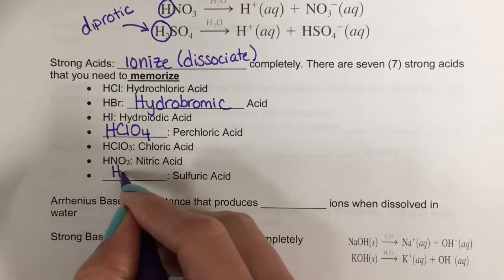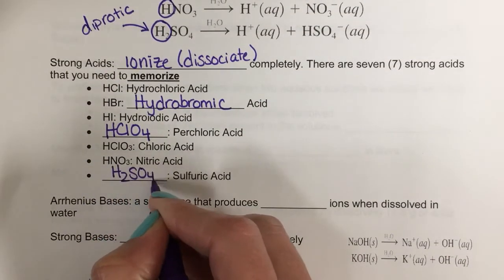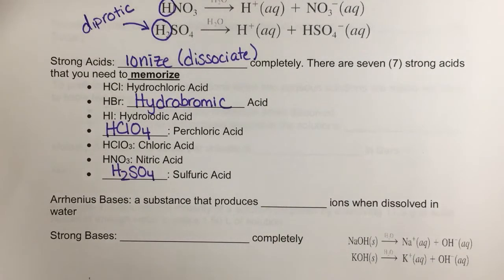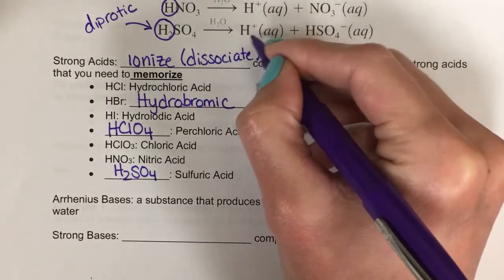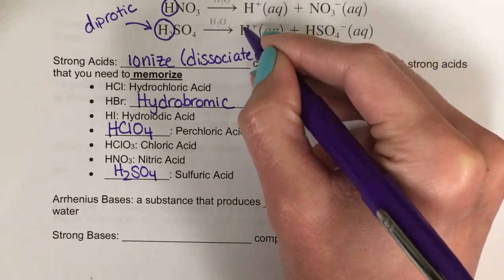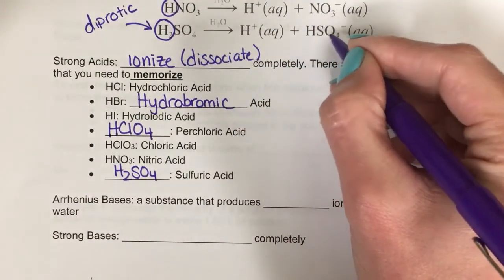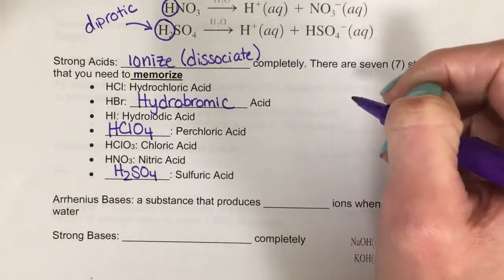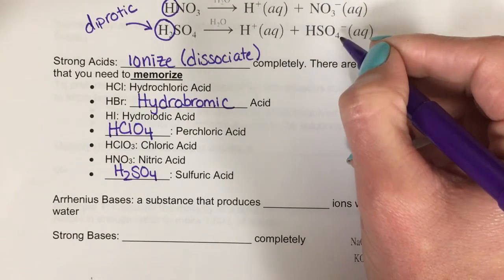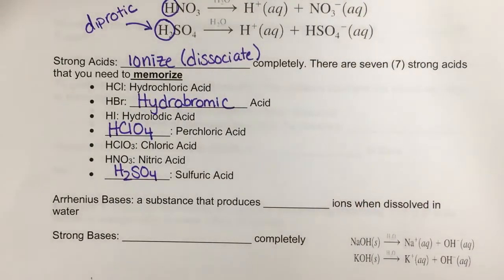And H2SO4, which is sulfuric acid. Now, it's important to remember with sulfuric acid, even though it's diprotic, when I say it breaks apart completely, it's only that first H plus that breaks apart completely. The ion that forms is HSO4-. HSO4- is also a weak acid, but it's weak because it does not break apart completely.